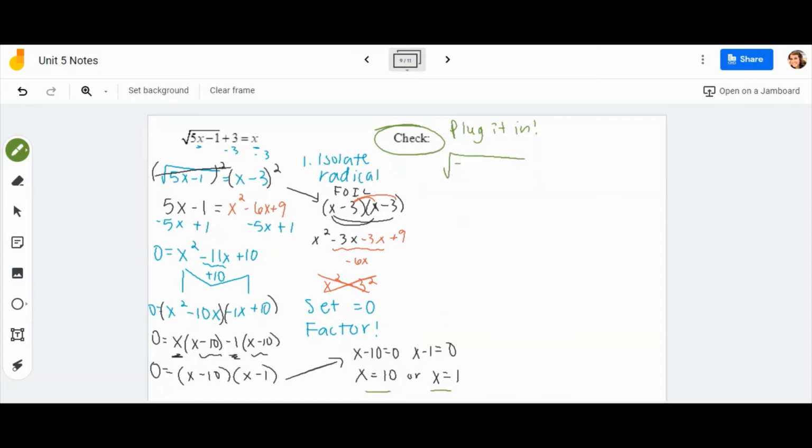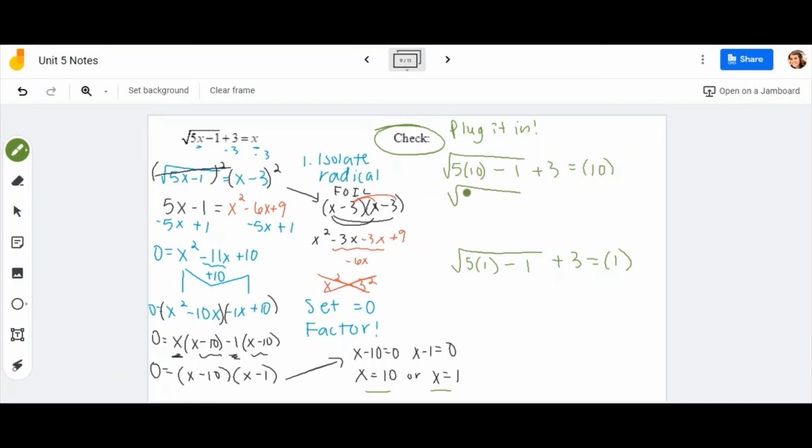So I'm just going to copy down my original problem. So first I'll plug in 10. I'm going to leave myself some space, and I'm going to do the exact same thing. I like to write them each to start so I don't forget that I need to plug in both of them. So I've plugged in 10, I've plugged in 1, now I just need to simplify that.